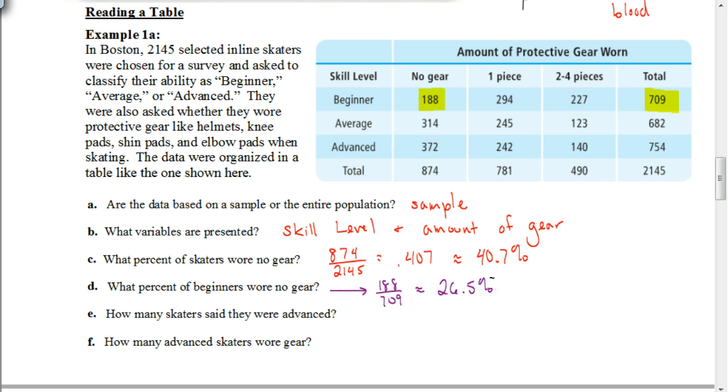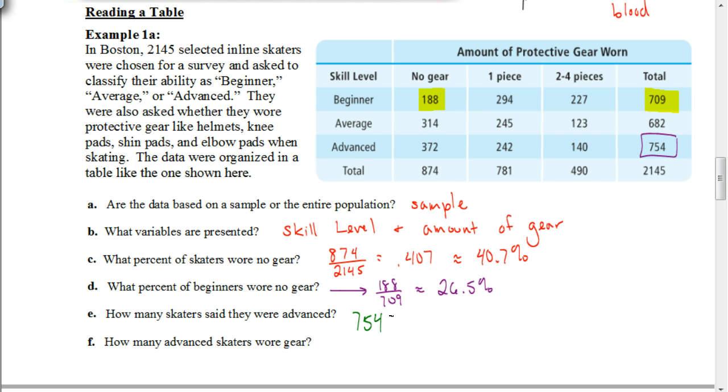Then it says how many skaters said they were advanced. Well, that's not looking for percent, so you've got to be careful. They're just saying how many skaters said they were advanced. So when we look at the advanced skaters, there's 754 of them.